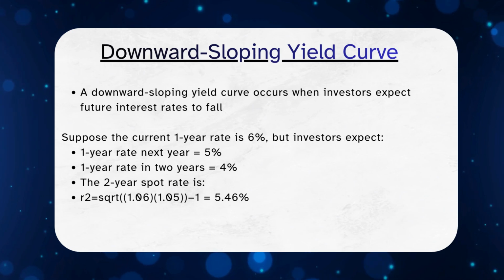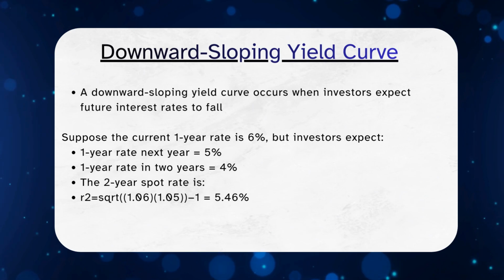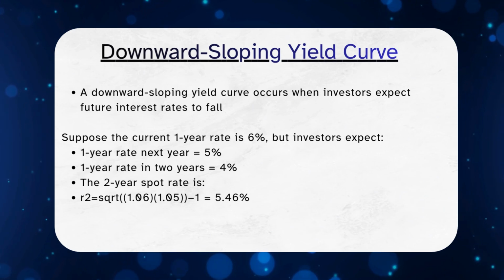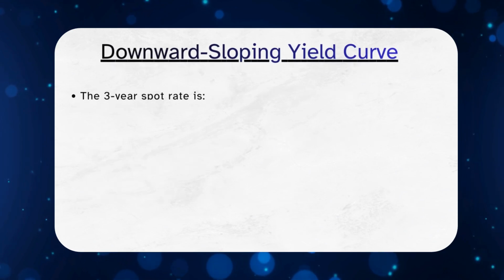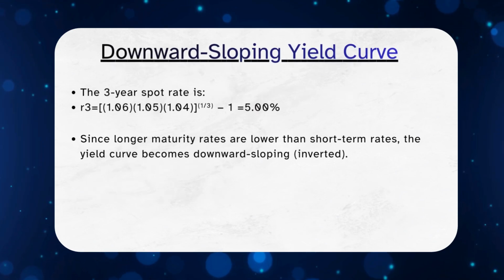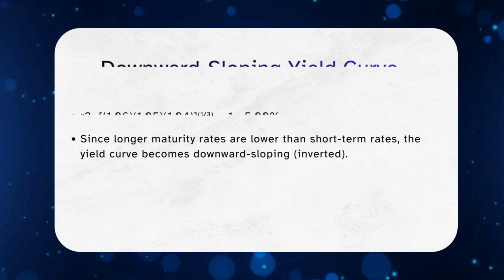The 2-year spot rate can be calculated as R2 equals the square root of 1.06 times 1.05, minus 1. This equals the square root of 1.113 minus 1, giving 5.46%. Similarly, the 3-year spot rate is approximately 5.00%. Because long-term rates are lower than short-term rates, the yield curve becomes downward sloping.